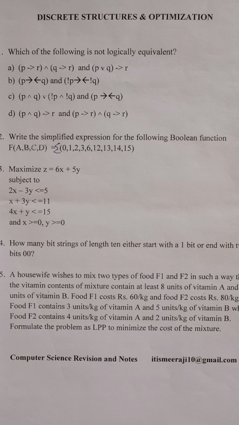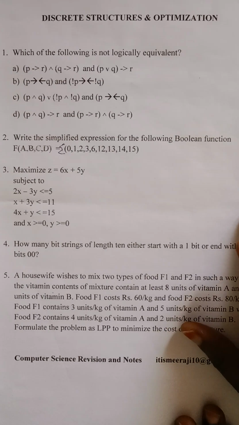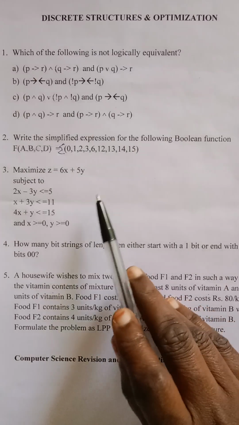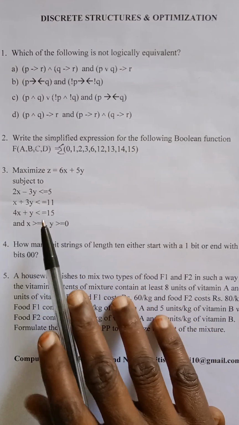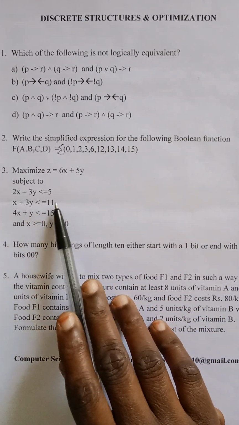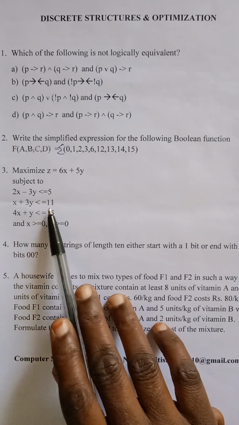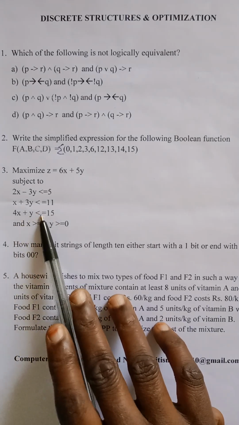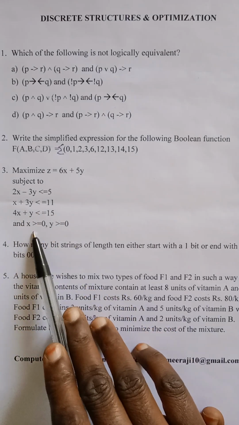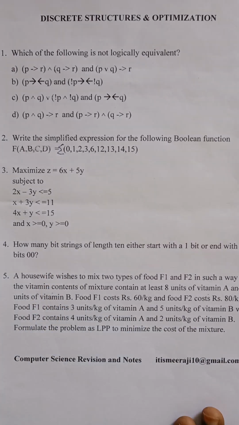We were solving problems in discrete structures optimization. Now we will continue with the third problem. This third problem is: maximize z equal to 6x plus 5y subject to the given constraints: 2x minus 3y less than or equal to 5, x plus 3y less than or equal to 11, and 4x plus y less than or equal to 15, x greater than or equal to 0, y greater than or equal to 0.